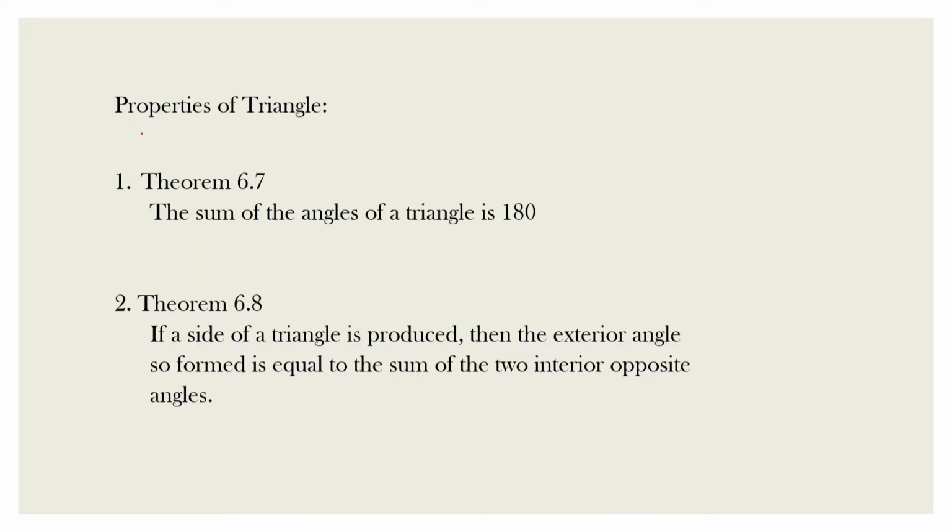Now we'll be looking at the properties of triangle which we have already learnt. Theorem 6.7 states that the sum of the angles of a triangle is 180 degree. So in any triangle, when you add up all three angles, you will get 180 degree. Let's look at an example.